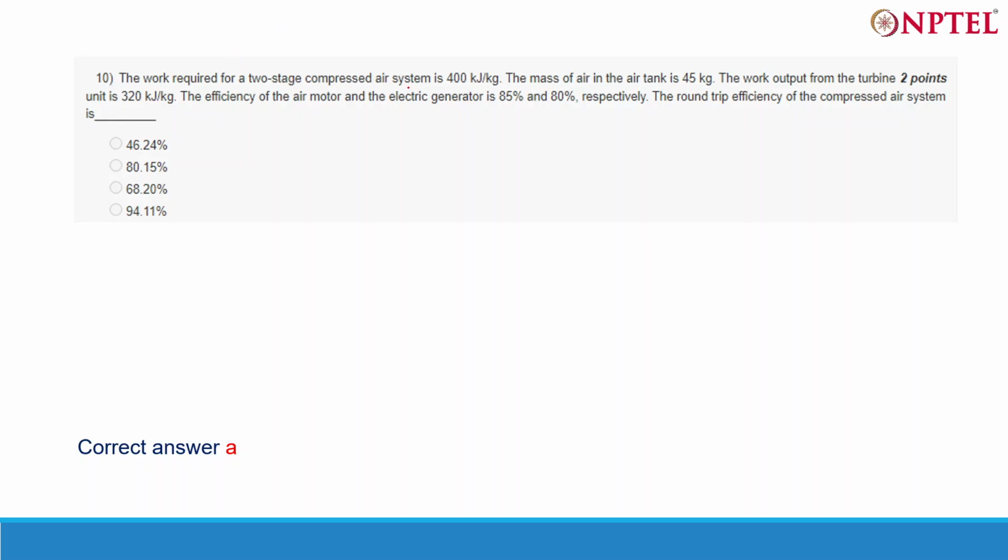The work required for the two-stage compression of air is 400 kJ per kg. The mass of air in the tank is 45 kg. The work output of the turbine unit is 320 kJ per kg. So everything is given. You just have to calculate the round trip efficiency. Okay, so this is a very easy question. You just have to put the values actually.